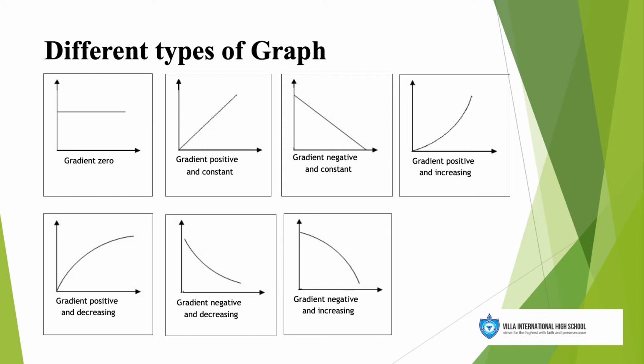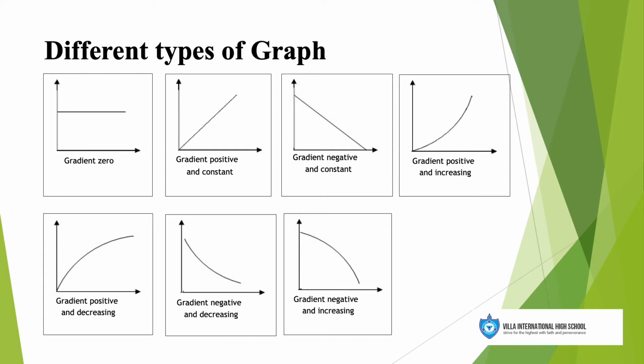We already studied what different graphs represent. The first one is gradient 0. That is a horizontal line. A horizontal line means the gradient is 0. Second one, gradient is positive. It's a positive gradient graph and there is no change. It's not a curve, it's a straight line, which means that the gradient is constant.